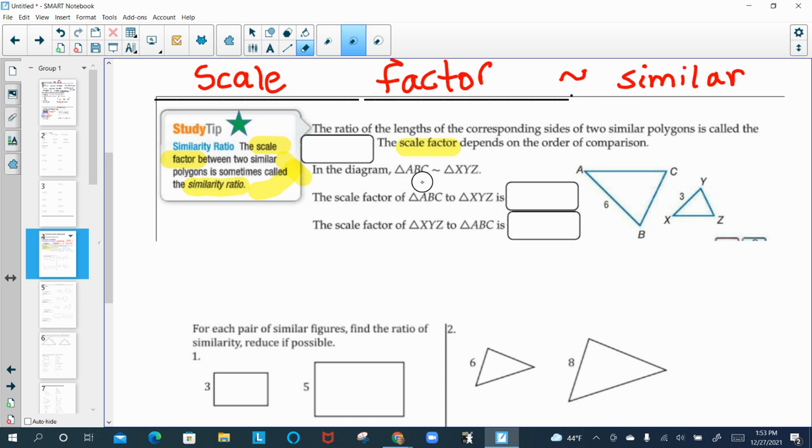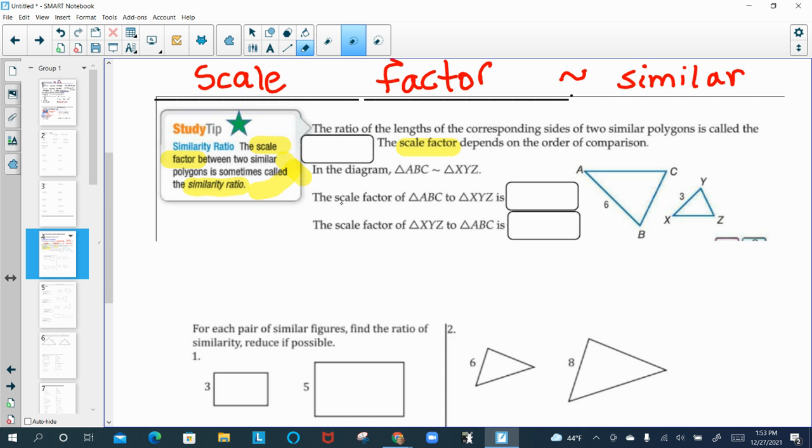So triangle ABC is similar to triangle XYZ. And here's ABC, and here's XYZ. And all we know is that AB and XY are similar partners. We can tell that from the similarity statement. Okay, well, that's not a problem. But when we want to know the scale factor, we always look at the sides.